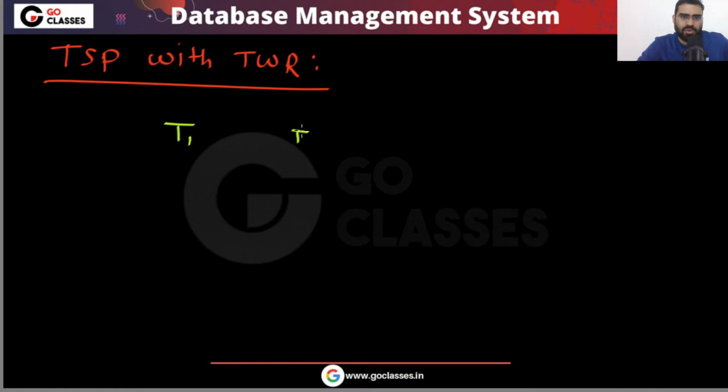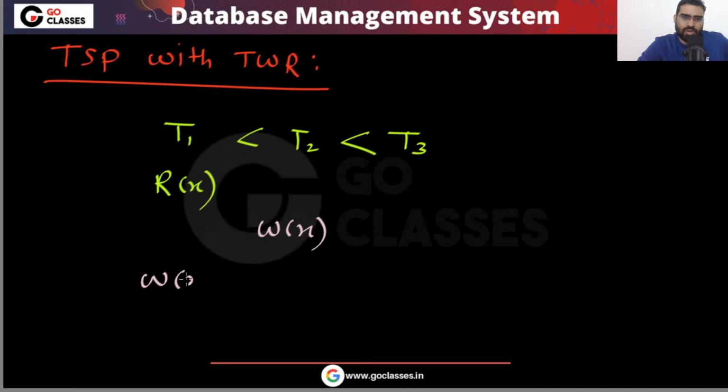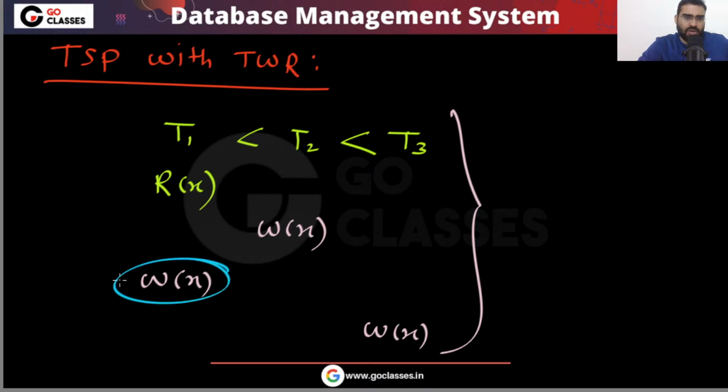For example, you can see T1, T2, T3. Let's assume this is the order of timestamps. This is reading item X, then this is writing item X, then this is writing item X, and this is writing item X. Now what will happen here? This write will be ignored.